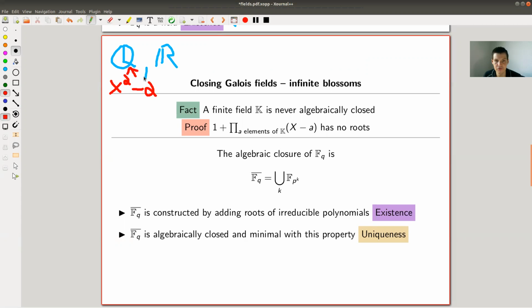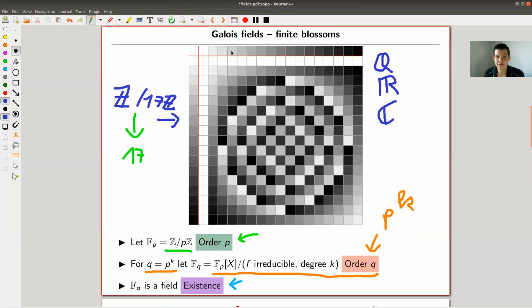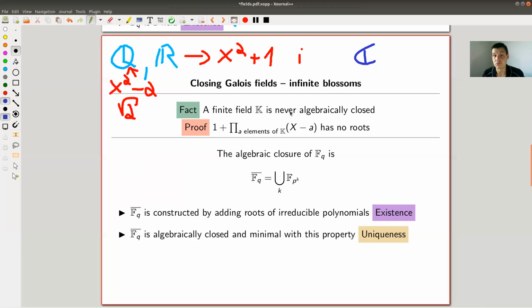This is for Q, which would have square root of 2, which is not a rational number. For R, I could write down something like x squared plus 1, which has, for example, root i, which is not a real number. In contrast, C is algebraically closed, which is the fundamental theorem of algebra. And the question is, well, we have now these Galois fields. We know that they exist. So what on earth can we do? Are they algebraically closed or not?